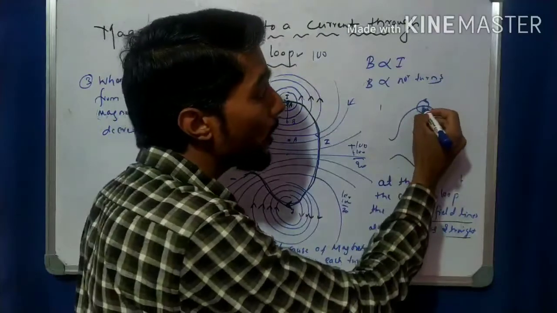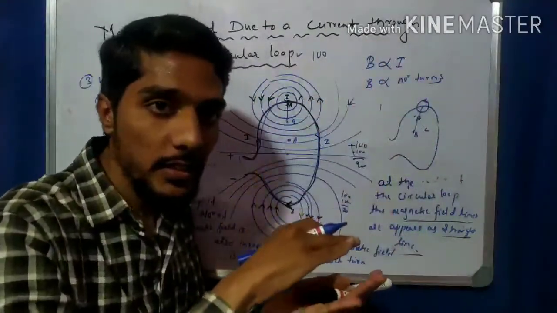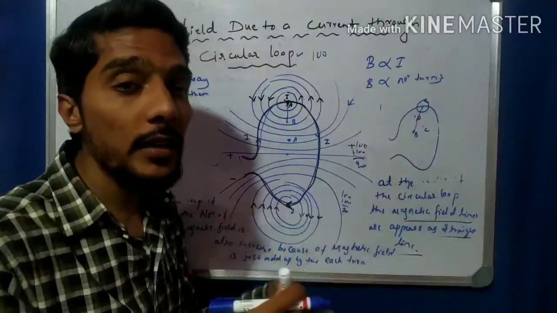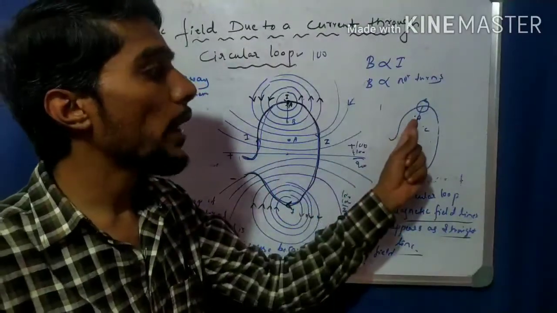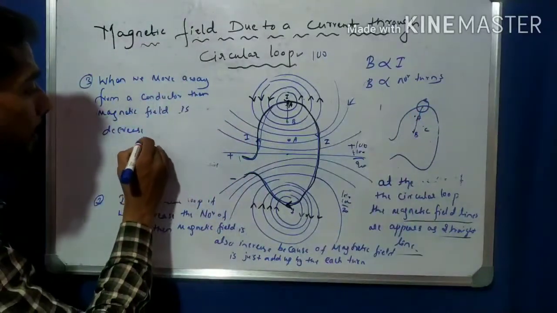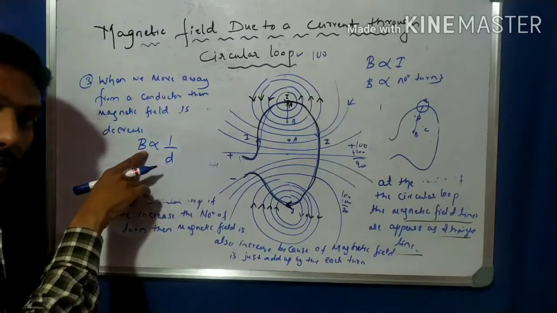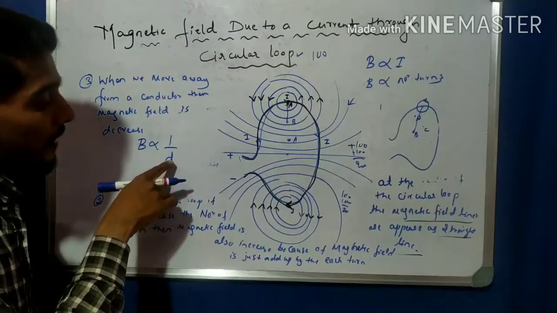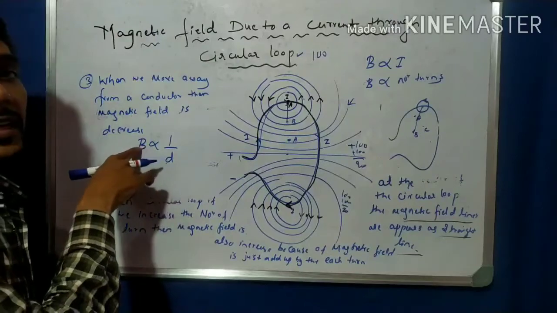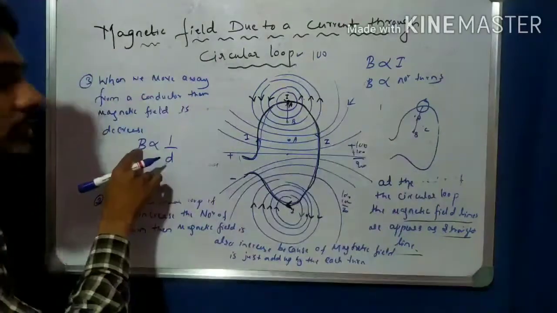Why? Because of more distance. If the distance from the conductor increases, the magnetic field decreases, right? So on which point is there a high magnetic field? A, because A is at a shorter distance, right? We observe that the magnetic field is inversely proportional to the distance. If the distance decreases, the magnetic field increases, or inversely. If the distance of B increases, the magnetic field decreases.